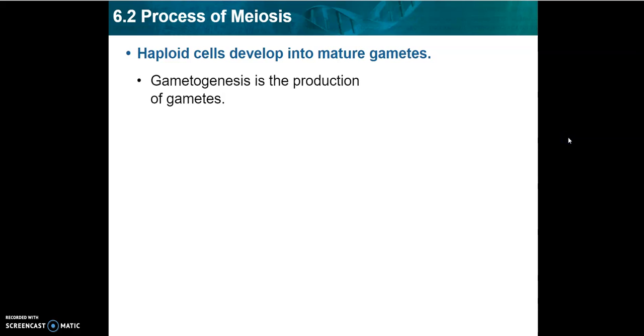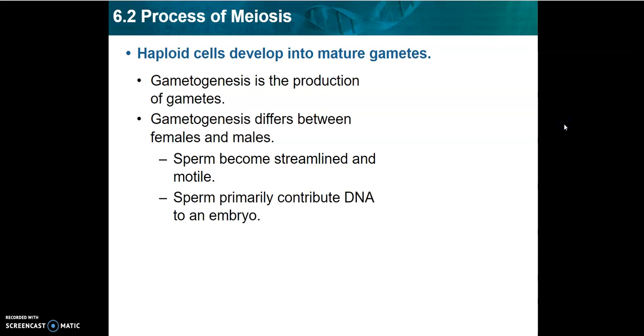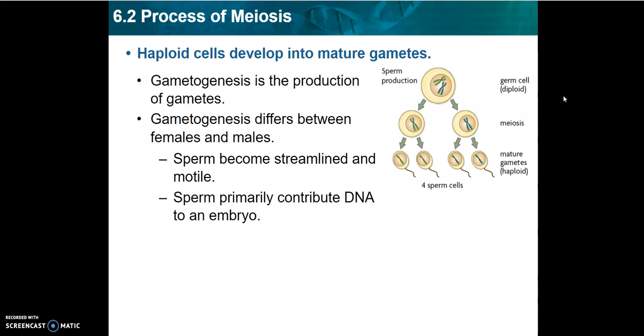Haploid cells are going to develop into mature gametes. So these are the cells, the sperm that are ready to fertilize an egg, or an egg that's ready to be fertilized. We call that process gametogenesis, and that is simply the production of gametes. Gametogenesis differs between males and females. Sperm in spermatogenesis will become streamlined and motile. The sperm primarily contribute DNA to an embryo. There's not a whole lot else there. So that's all they're really contributing to that fertilized egg that they're getting ready to fertilize.